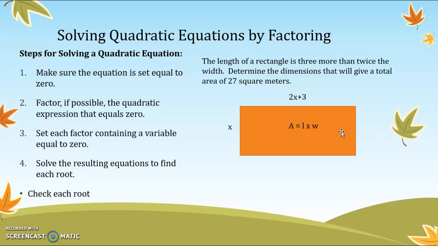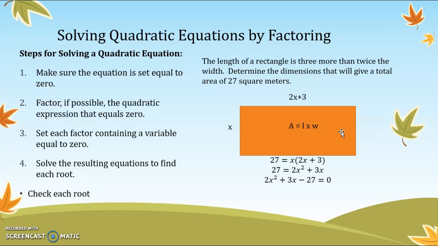We also know that area is equal to length times width. So putting it all together, our area 27 is equal to our length times our width, so x times 2x plus 3. Now we can go about getting rid of our parentheses by multiplying by x. So 27 is 2x squared plus 3x. We need to set this equal to 0 before we can factor, so I'll subtract 27 from both sides.